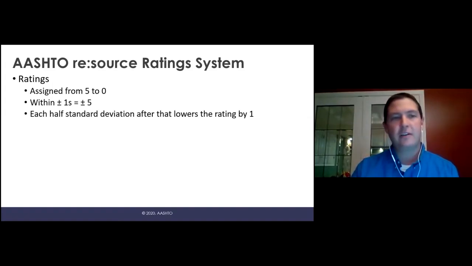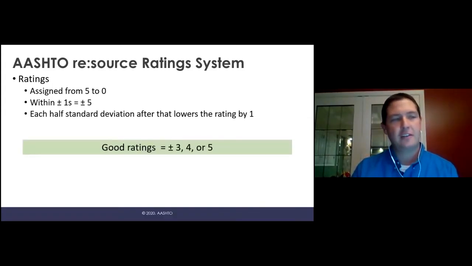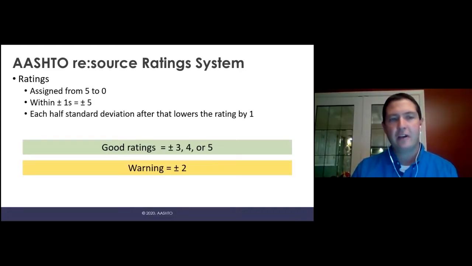So that's the way that the rating system works. And I kind of touched on this a little bit. Good ratings are typically a plus or minus 3, 4, and 5. A plus or minus 2 is generally an action signal. This is where you would want to start doing some corrective action investigation.